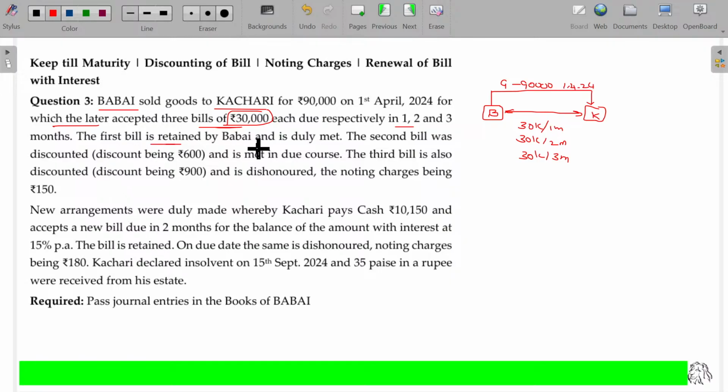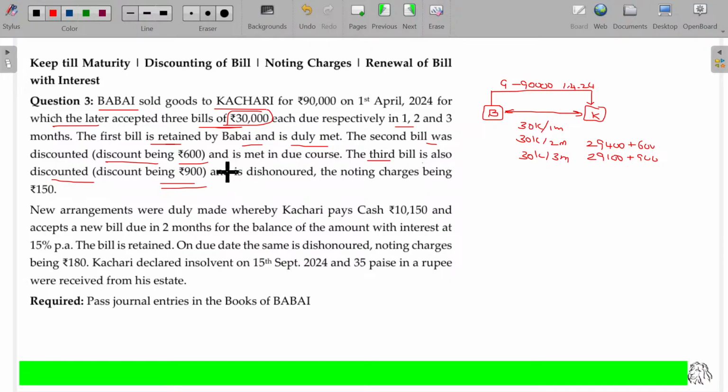The first bill is retained by Babai and is duly met. This is kept by the drawer and met duly. The second bill was discounted, discount being 600. So 29,400 plus 600. Okay, discounted. The third bill also discounted, discount being 900. For this, 29,100 is received, 900 rupees being the discount value. Okay.